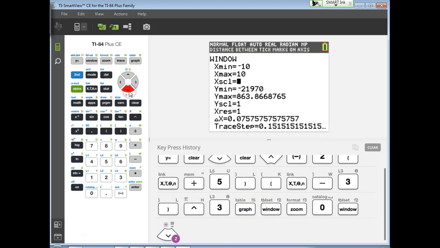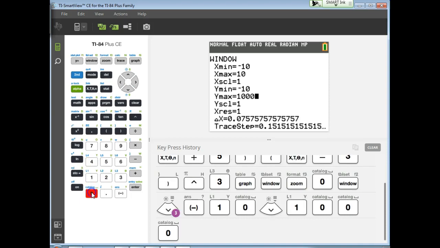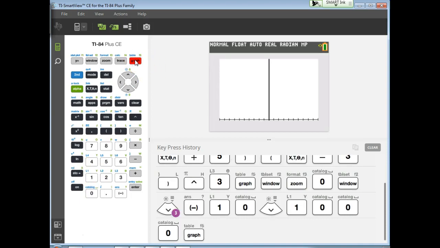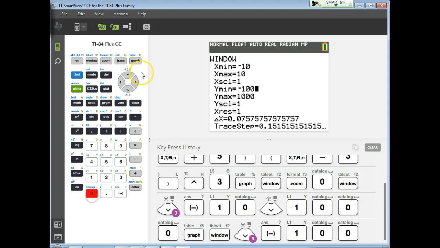So what I'm going to do is pull back. I don't really care to go negative, whatever that is, 22,000. Negative 10 would be fine. And then for your maximum, looks like we're going to need to go higher than 864. Let's just make it an even 1,000. Now when I hit graph, I should see a little better picture. Or maybe not. I should have gone lower in the y's. My bad. So let's go to like negative 100. Don't want it that skewed. Here we go.